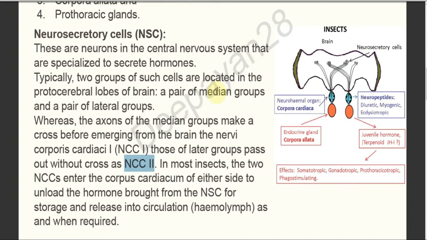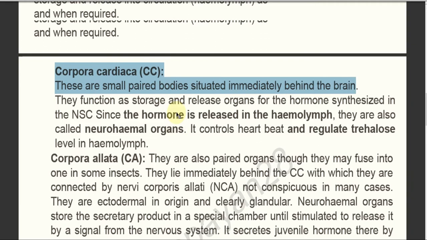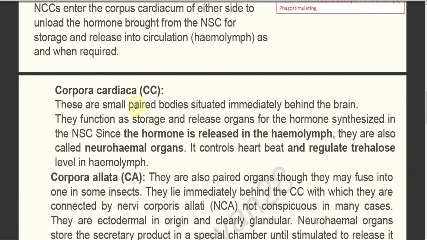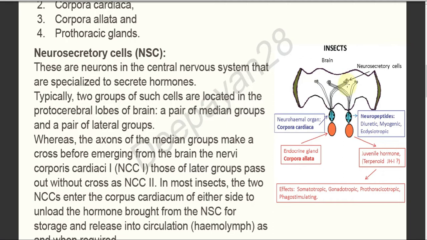Now, coming to your corpora cardiaca. Which one is corpora cardiaca? You can see this one, this blue structure, is your corpora cardiaca. Now, you see what they are doing? These are small paired bodies. You can see a pair of structures. This is the brain. Behind the brain, this one will be there. Behind the brain means, the brain is towards the anterior part, so behind the brain, on the ventral side. I will show you the video.